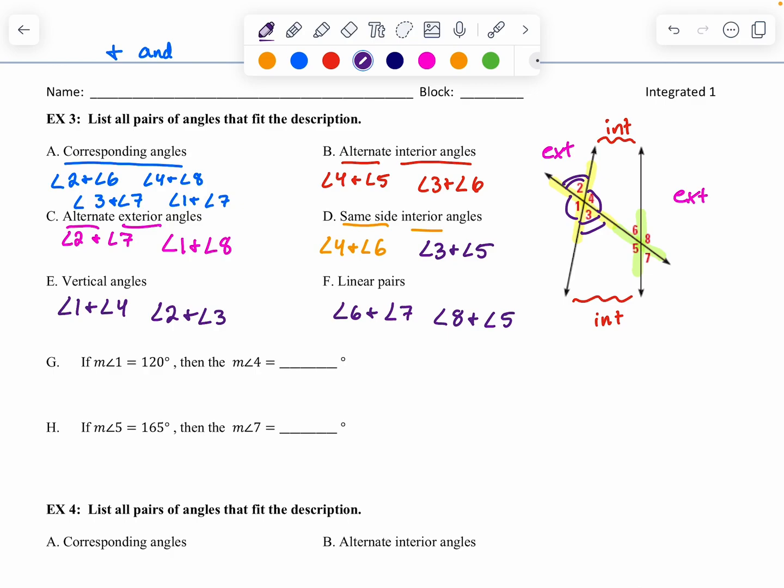Oops, wait. Angle 1 and 4. Whoa, I just wrote those for linear pair, and those are all vertical angles, so that's my bad.